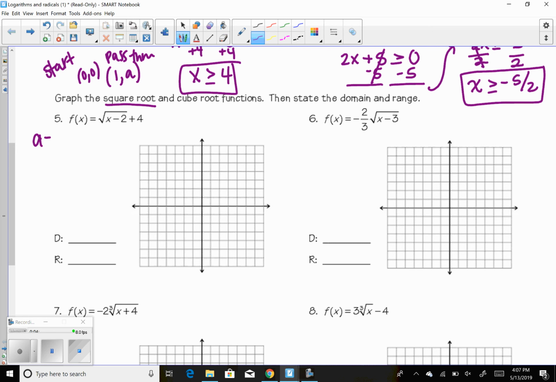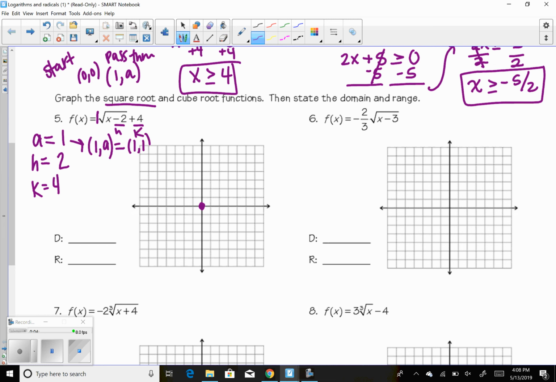So, a is what's in the front. Well, there's an understood 1. H is the horizontal shift that comes from here. It comes out opposite, so it comes out as a positive 2. And k is in the back, so k is 4. So we always start at 0, 0, and we pass through the point 1, comma a. So in this case, a is 1.